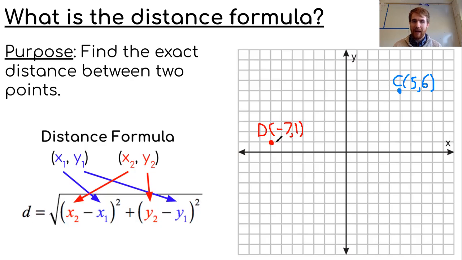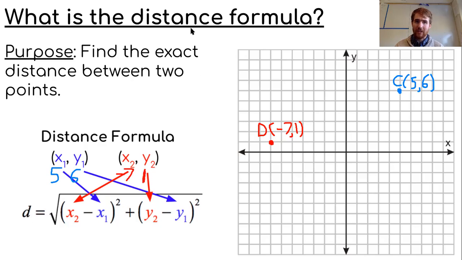And we want to find what's the distance between these 2 points. If I drew a line segment, how long would that line segment be? If I had to build a bridge, how long would that bridge have to be? That's what we're trying to figure out. What's the distance? And we're going to do it by substituting these numbers into the distance formula. So our first point is this point in blue, C. So x1 will be 5 and y1 will be 6. Our second point will be point D. x2 is -7 and y2 is +1.